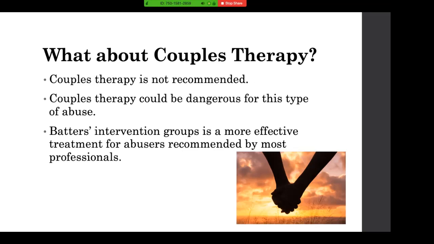Well, what about couples therapy? Perhaps you're working with a victim who suggests couples therapy. Couples therapy is not recommended when it involves domestic violence. In fact, couples therapy, sometimes referred to as marriage counseling, is never recommended, and actually can be very dangerous for a couple when one is a controlling and abusive partner.